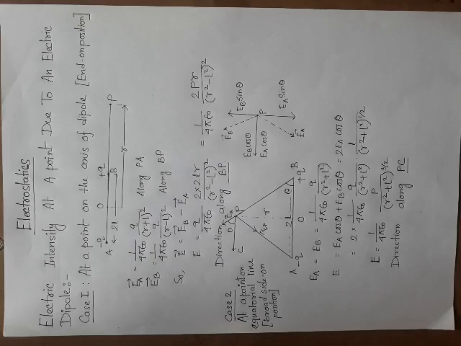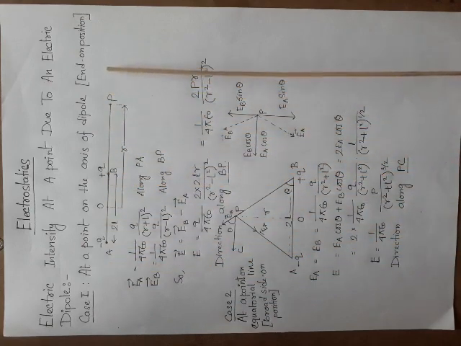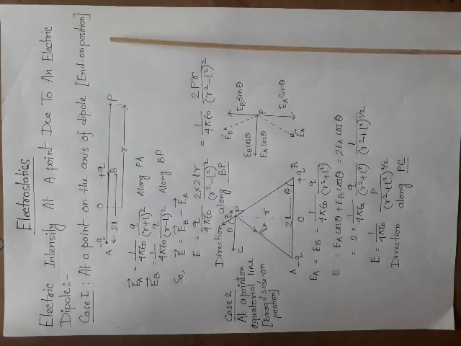Hello students. In our last discussion, we discussed electric dipole. Today we will discuss electric intensity at a point due to an electric dipole. First case, we want to find the electric intensity at a point on the axis of a dipole. This position is also known as end-on position.